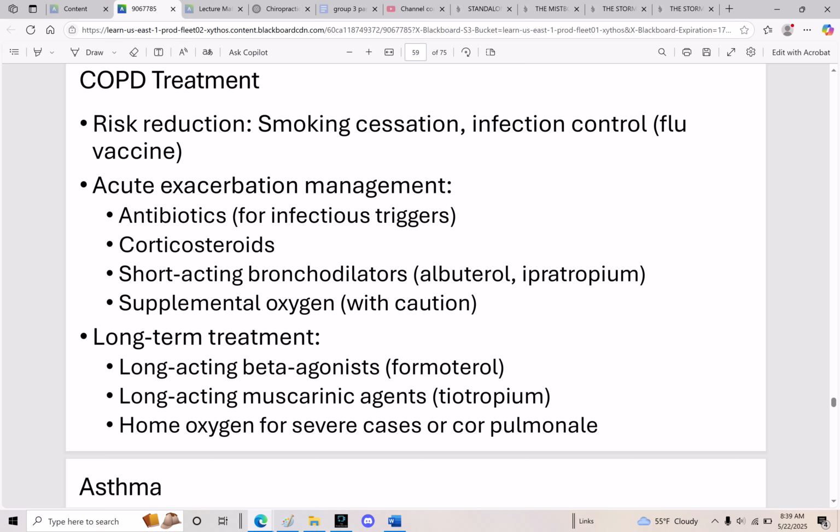Now, long-term treatment usually is going to be your long-acting beta agonists, like formoterol. There are several of them; this is just an example. Long-acting muscarinic agents and oxygen. Usually in the advanced form of emphysema, these are the patients who are going to be having oxygen at home. Okay? Asthma. Now, what is asthma?